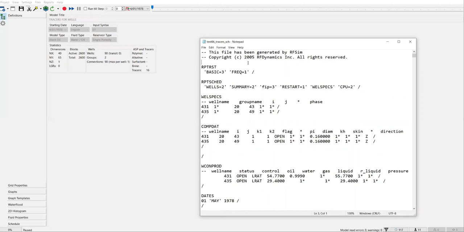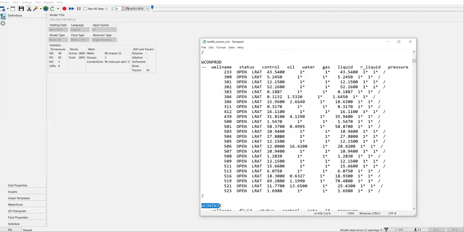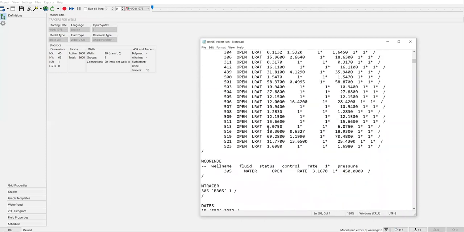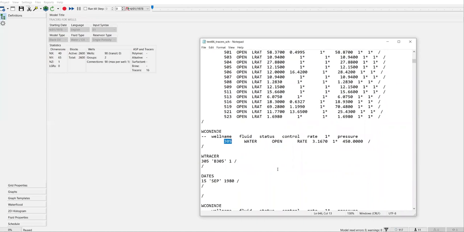So we want to find the keyword first for the injection, which is Control F, WCONINJE. So what does it mean? It means that on 1 September 1980, I have one injection well called well 305. I have the first injector, 305. It will inject water, the status is open, and this is for the rate and for the injection pressure, right?